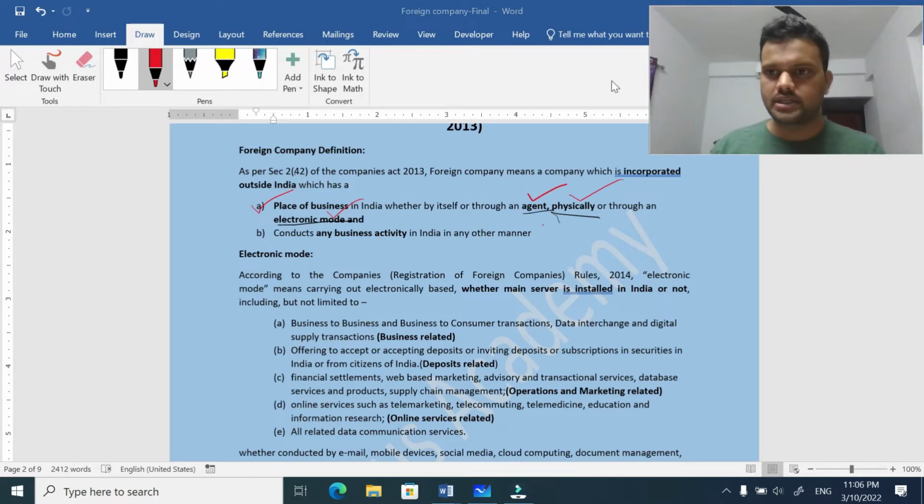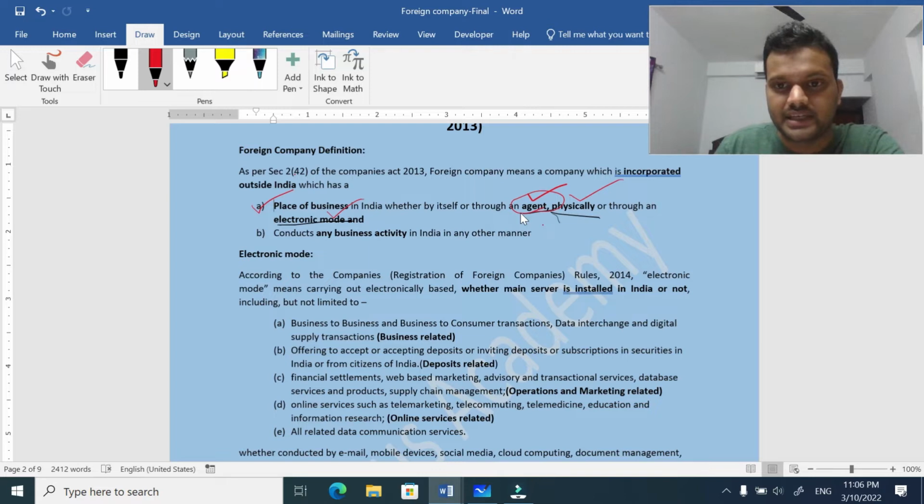Let's move on to other important points in this definition. If you see point A, place of business in India, whether by itself or through an agent, even if they appoint an agent to collect the orders, to execute the orders, to provide the quotations, that becomes a business in India, and the existence of that agent in India makes that company a foreign company under the definition provided in section 2 subsection 42.